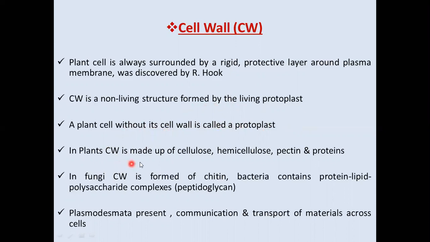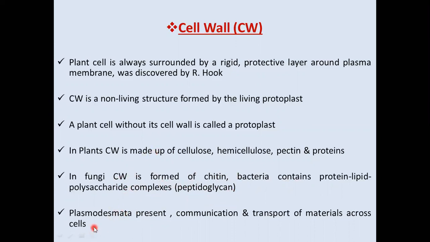The plant cell wall is made up of cellulose, hemicellulose, pectins, and proteins. So these are the chemicals from which the cell wall is made. In fungi, the cell wall is formed from chitin, which is a polysaccharide. Bacteria contain protein-lipid-polysaccharide complexes, also known as peptidoglycan. So it is a mixture of proteins, lipids, and polysaccharides, and it is present in bacteria.